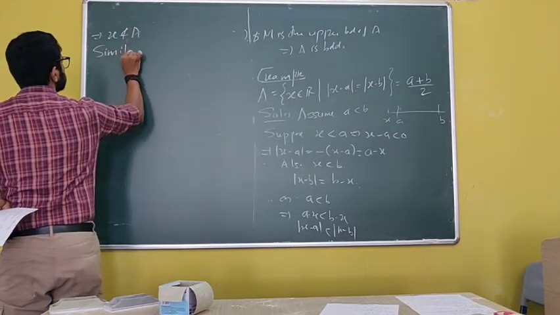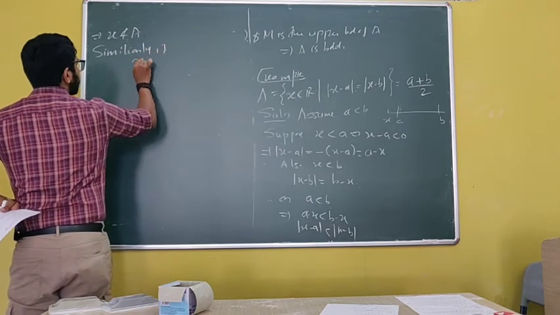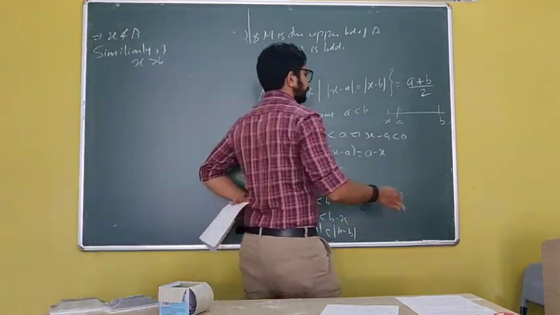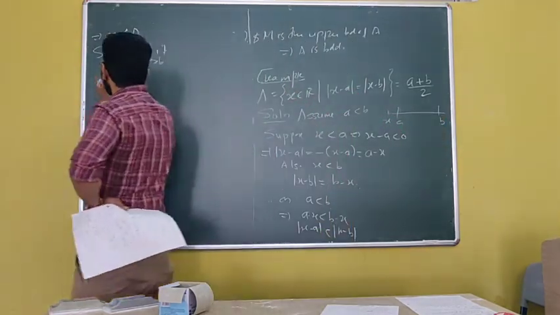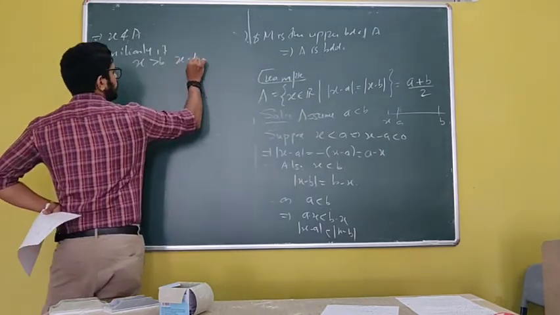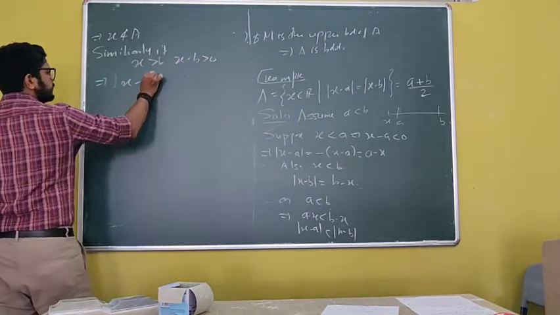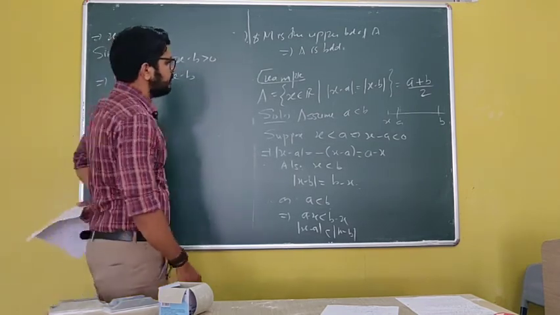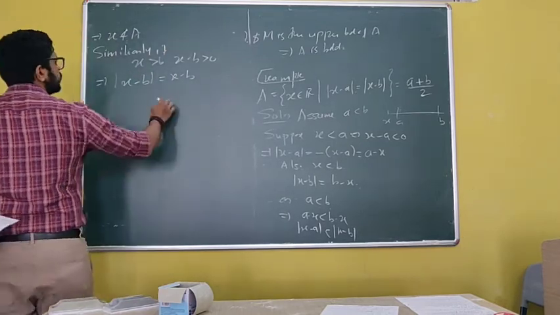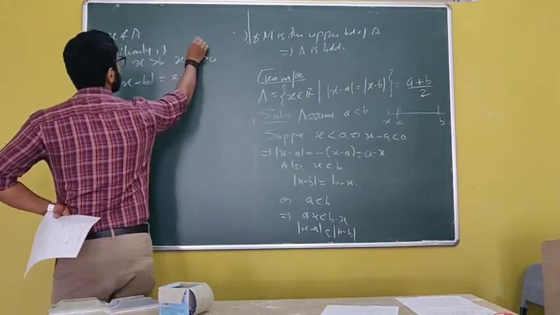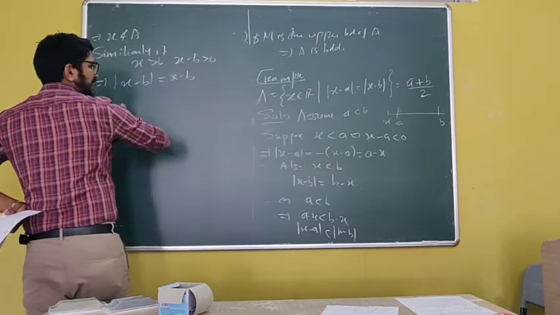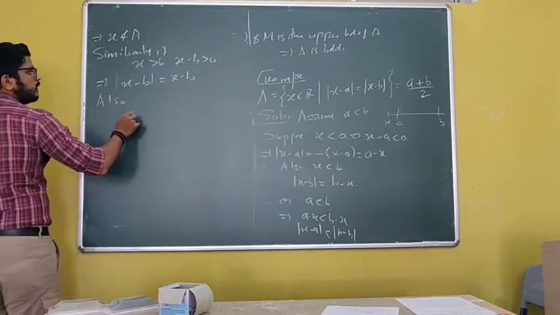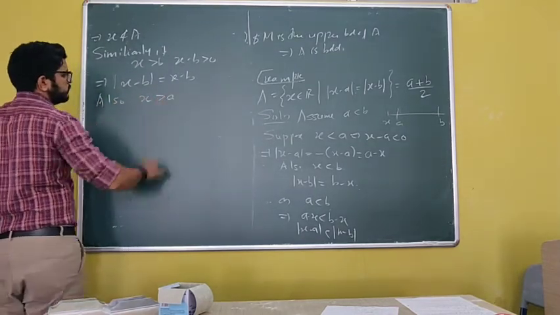Similarly, if I take x bigger than b, so x is here, right? This would imply that x minus b is positive. So what happens to x minus b? This would be equal to x minus b. Now, if x is bigger than b, and b is bigger than a, also what will happen is x will be bigger than a, right?